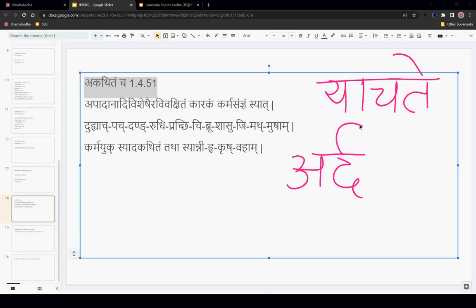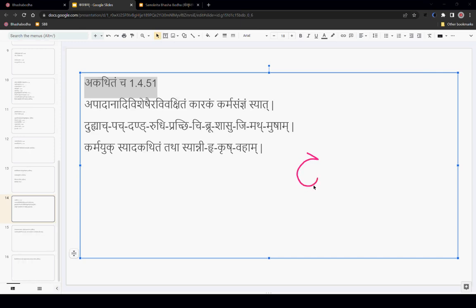Then dandayati is the form. Dandayati. So udaharanam. What is the meaning of dandayati? Is it to beat or punishing? So udaharanam kim bhavati?